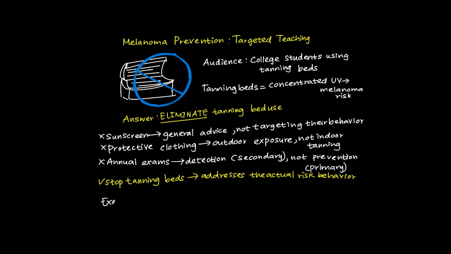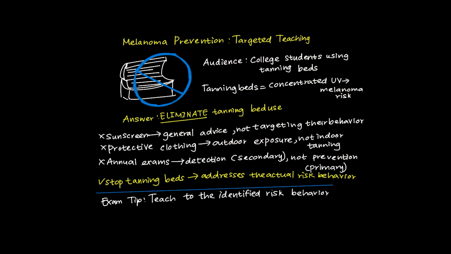Here's a WGU D454 OA exam tip for you. Prevention teaching targets the modifiable behaviour the patient actually engages in. When the question identifies the specific risk behaviour, your answer addresses that behaviour directly. Recall hook. Teach to the threat. TTT. Tanning beds are the threat here, so tanning beds are the target.